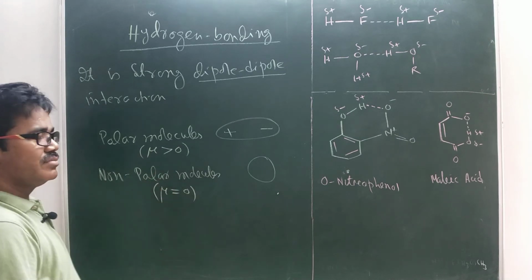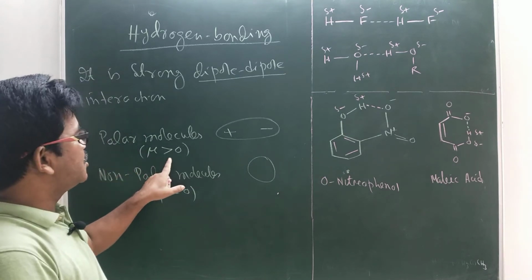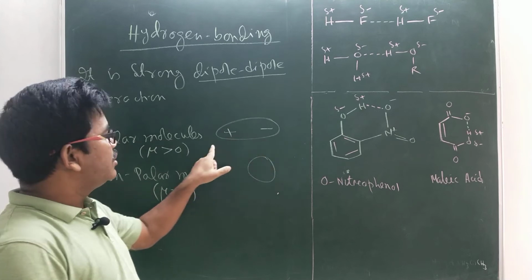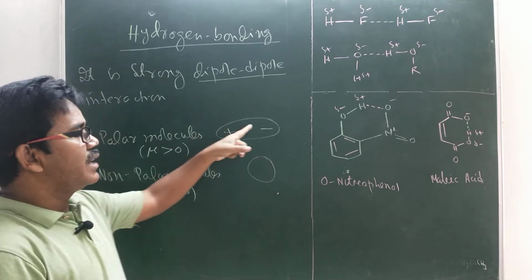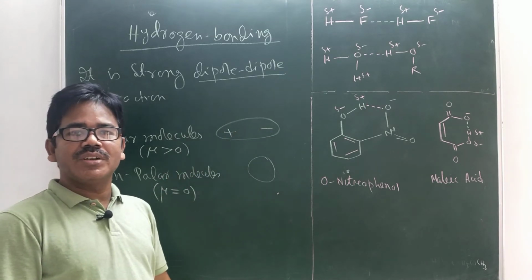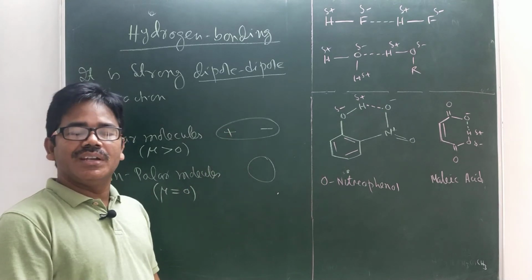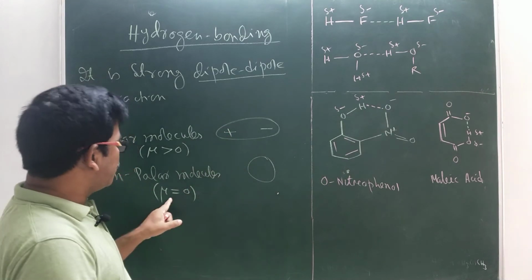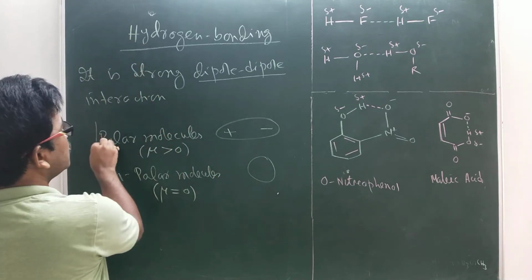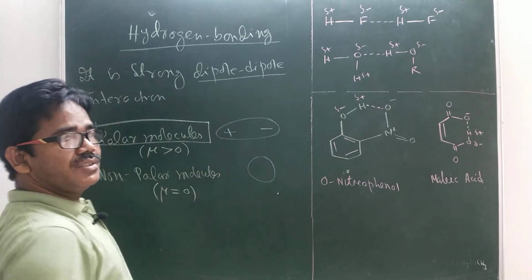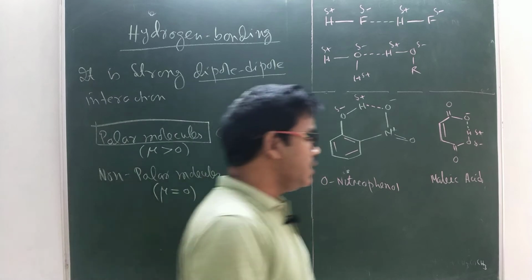We know that polar molecules have a net dipole moment greater than 0. It is a polarity, called dipoles. One side positive, other side negative. One side has higher electron density, other side has lower electron density. That is called dipoles. In the case of a non-polar molecule, the electron cloud is symmetrical, no polarity. Dipole moment equal to 0. This hydrogen bond can exist only for polar molecules.